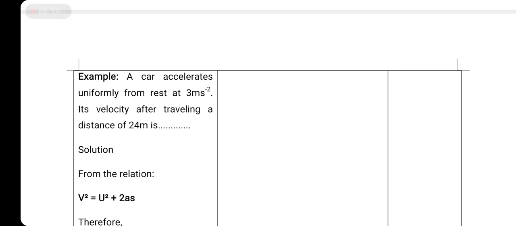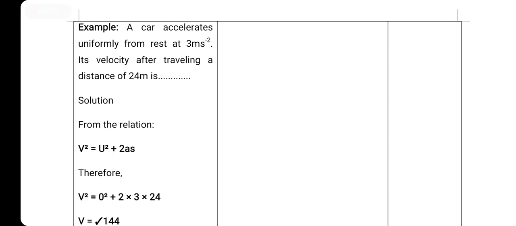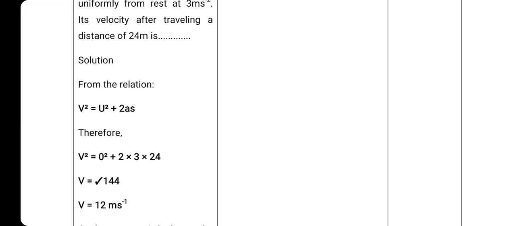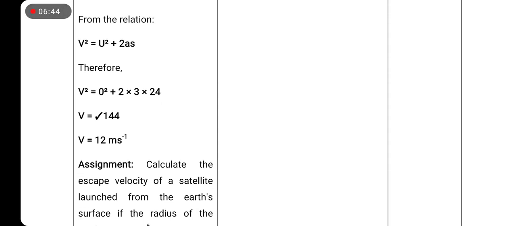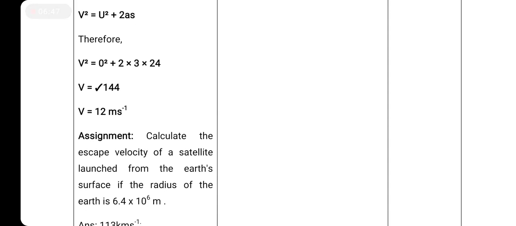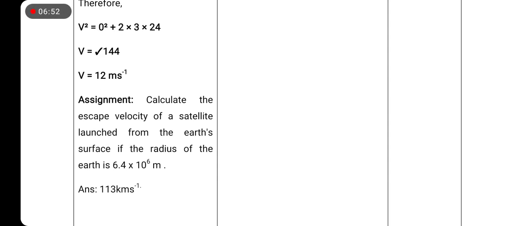Example 1. A car accelerates uniformly from rest at 3 meters per second squared. Its velocity after a distance of 24 meters is given by blank. Solution. From the relationship that v squared is equal to u squared plus 2as, v squared is equal to 0 squared plus 2 times 3 times 24. v therefore is equal to root of 144. v is therefore given as 12 meters per second.